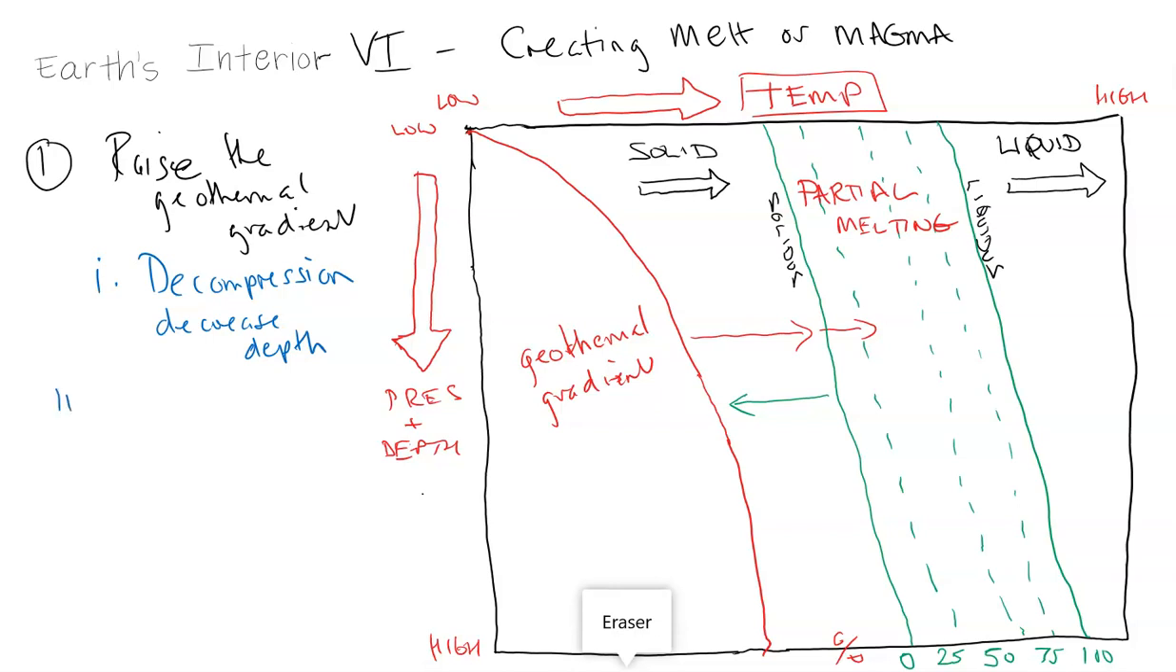The next one we'll look at is convection currents, which mainly happen in the plastic, less rigid asthenosphere, which we'll discuss more in a later video. The convection currents will bring material up towards the surface, which again relates to decompression, allowing the viscosity and temperature to change. And the third one is radioactivity.